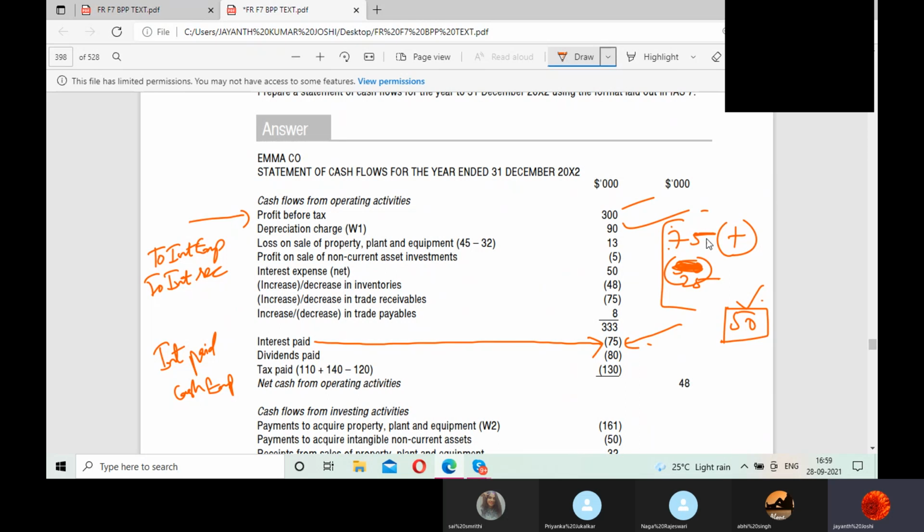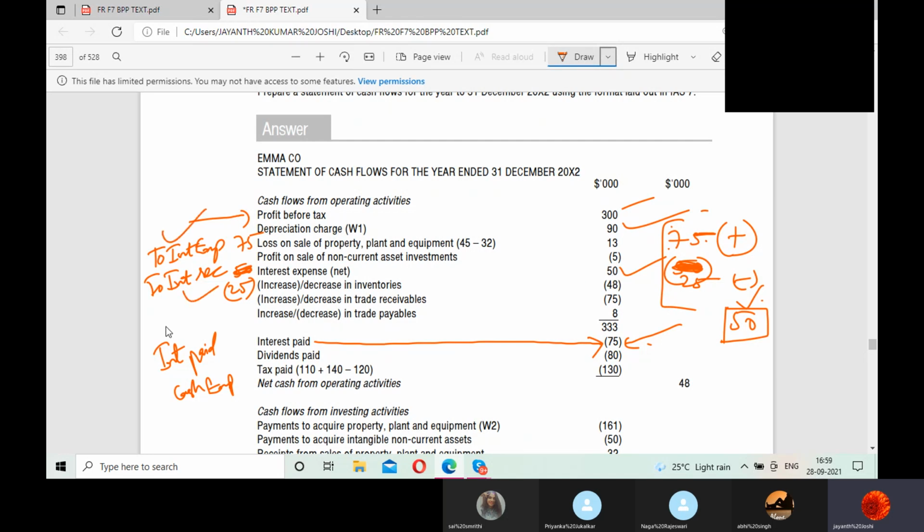All of you, interest paid is a non-operating nature expense, so I will add. Interest received is a non-operating nature income, so I will subtract. So the net is 50 they are giving. If you want to write this as 50, you can, or you can write interest expense 75, interest received 25 in bracket. Still you will get the same answer. So these two adjustments are done.